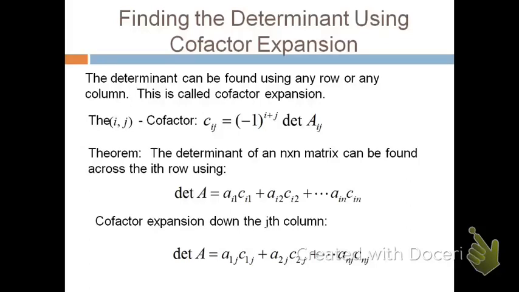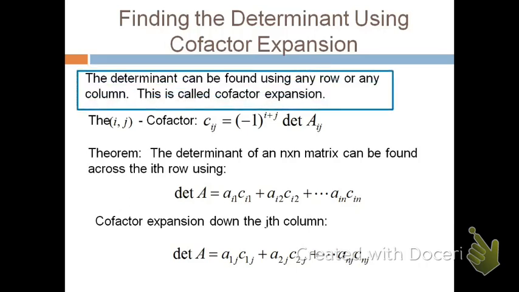In the previous slides, we found the determinant of a matrix by expanding on the first row. Now, we will see that the determinant can actually be found by using any row or any column. This is what we call a cofactor expansion.